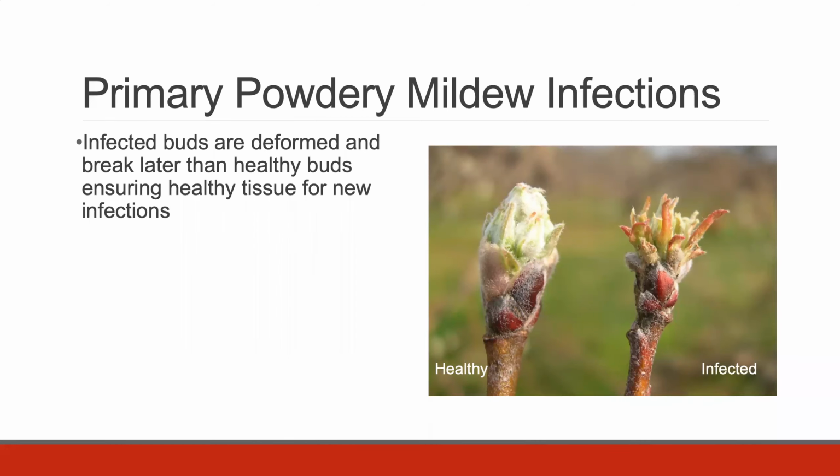Buds infected with the powdery mildew fungus are less winter hardy. They break later than healthy buds and are often malformed, as shown with the bud on the right in this image. So this healthy bud has already emerged, and this infected bud emerged later, or broke later, and you can see that the tissue is malformed. By breaking later, the fungus will have healthy green tissue available for new infections.